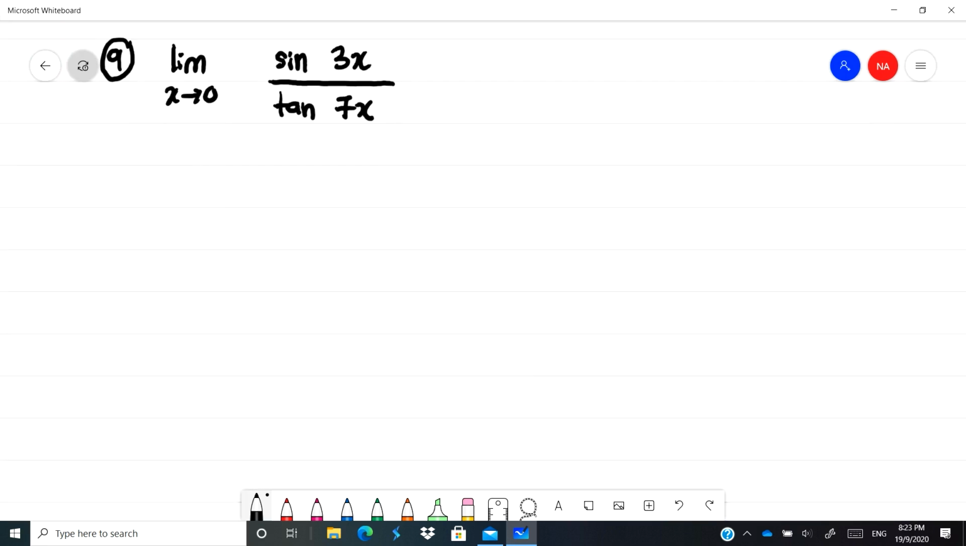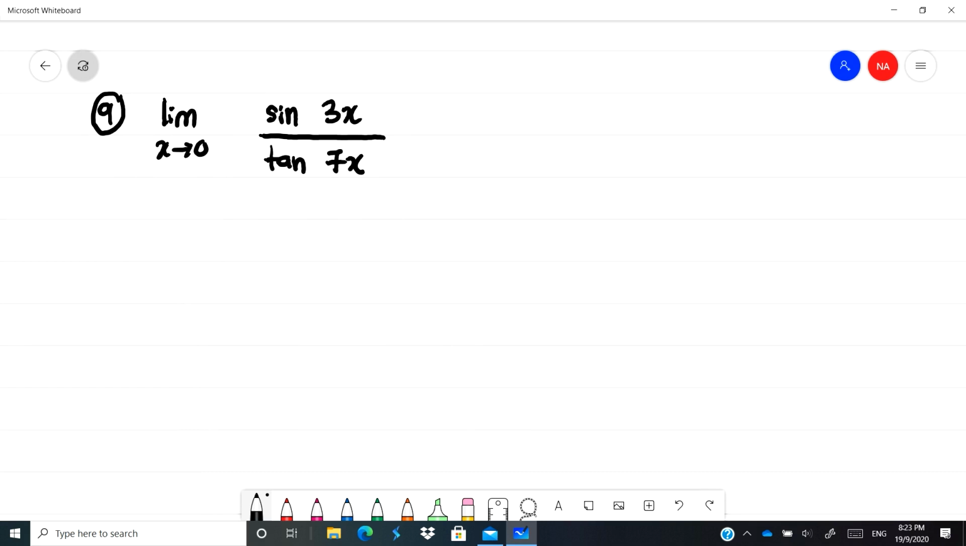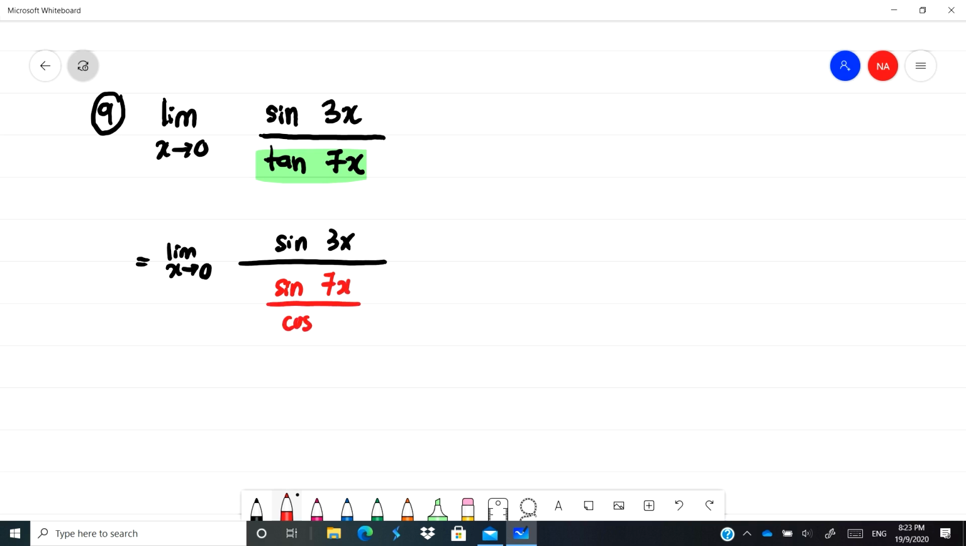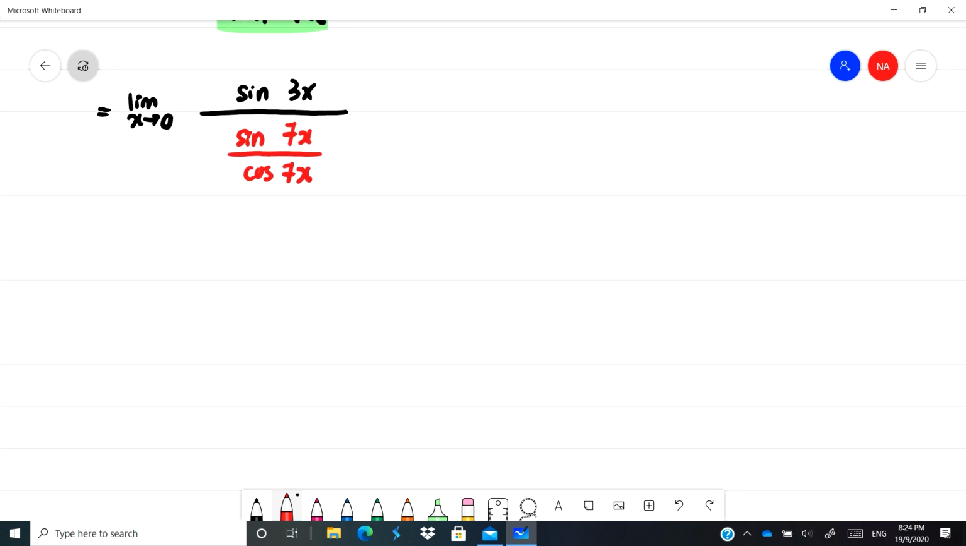Let's see number 9. Limit of x approaching 0 of sine 3x over tangent 7x. Again, we have to convert this one into sine over cos. So we'll have something like the limit of x approaching 0, sine 3x, and tangent 7x will be changed into sine 7x over cos 7x. So this one is quite challenging, right? So please focus here.